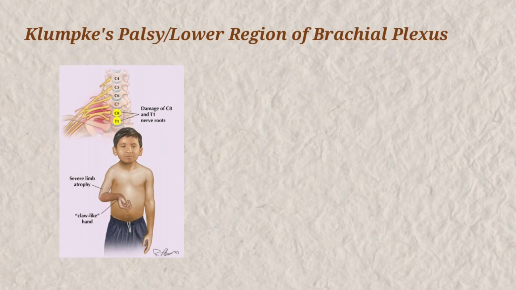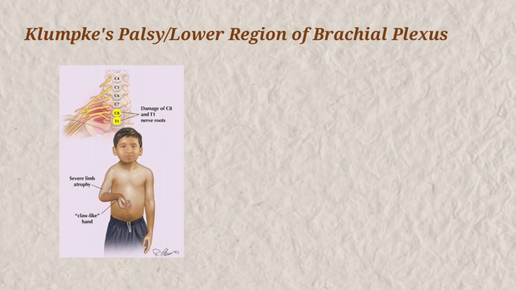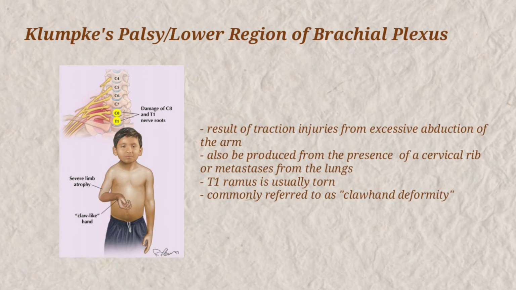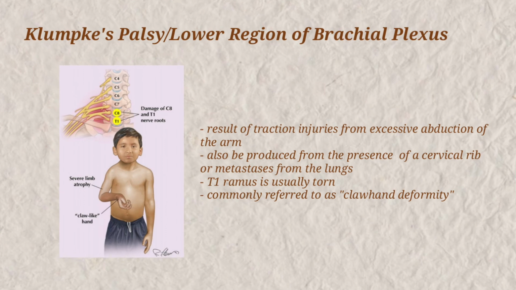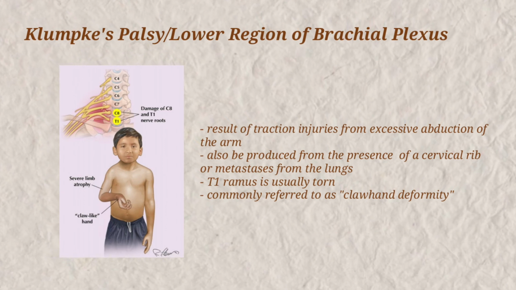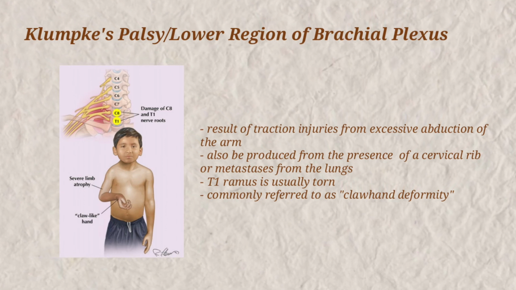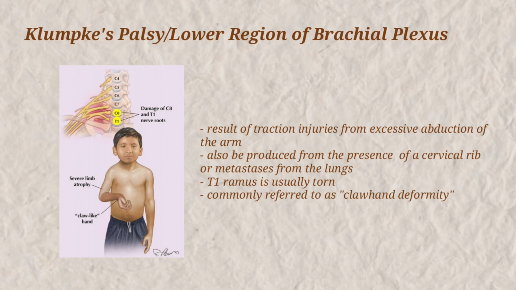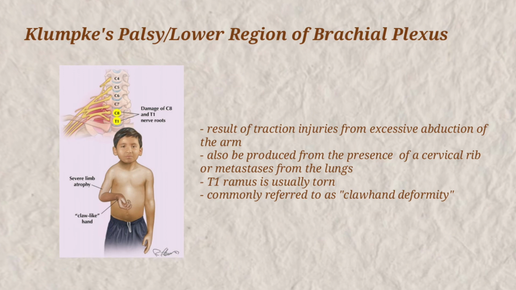Next is Klumpke's palsy and lower lesions of the brachial plexus. These lesions are usually a result of traction injuries from excessive abduction of the arm and can also be produced from the presence of the cervical rib or malignant metastasis from the lungs. The T1 ramus is usually torn.